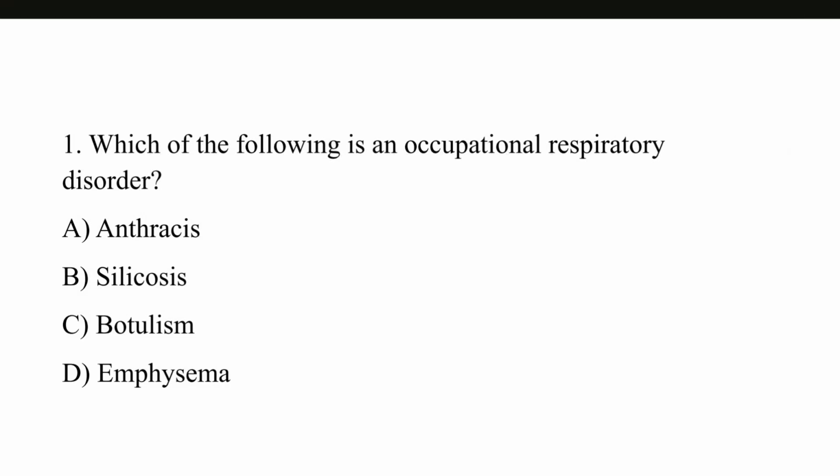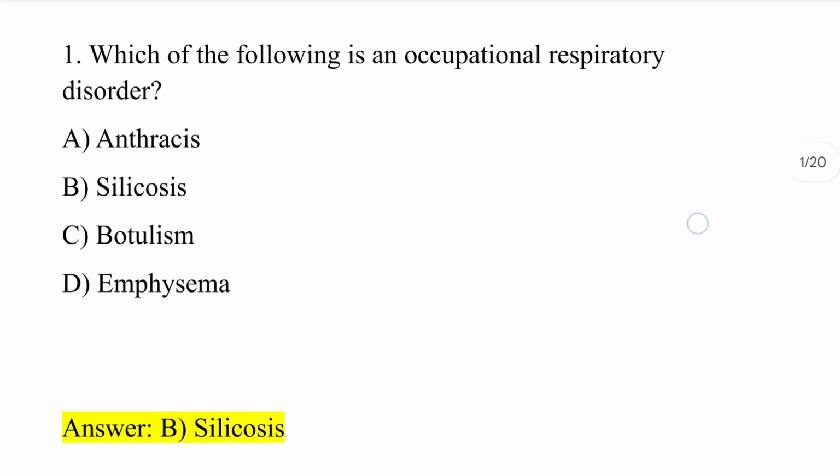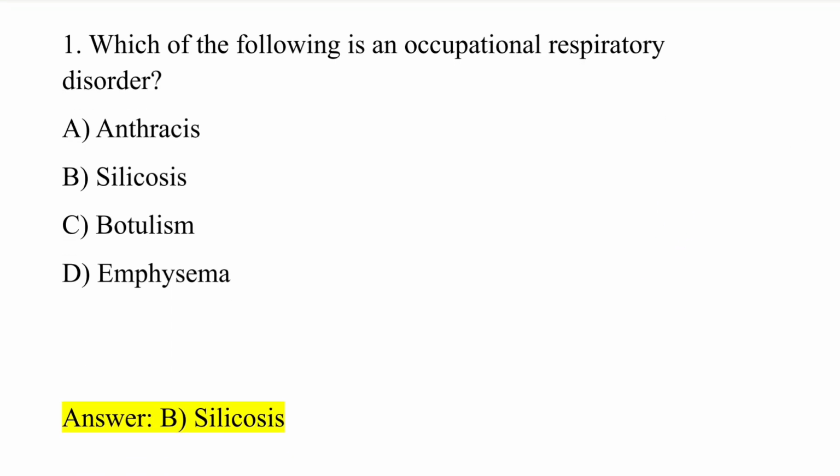The first question: which of the following is an occupational respiratory disorder? Option A: anthracis. Option B: silicosis. Option C: botulism. Option D: emphysema. The correct answer is option B: silicosis.